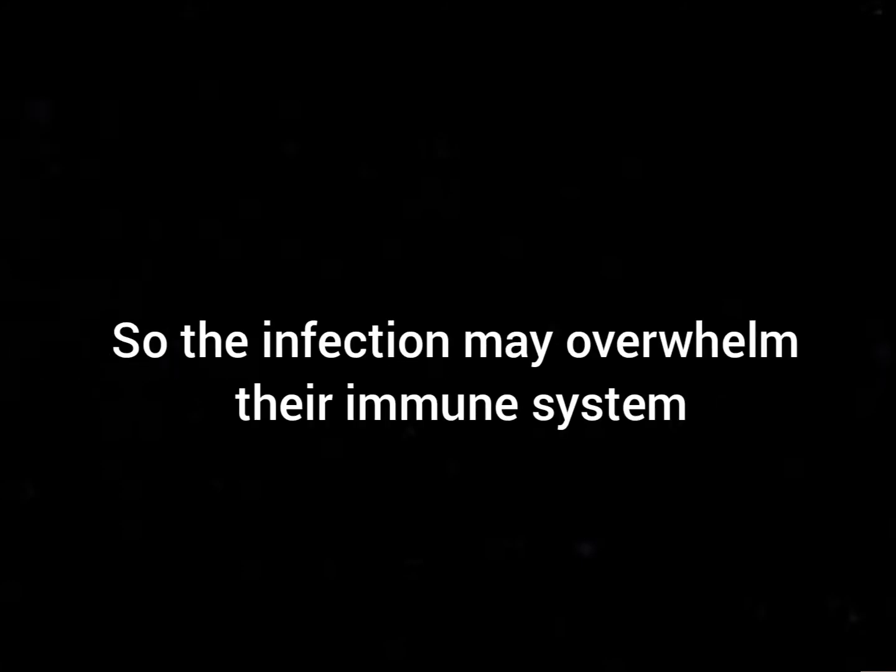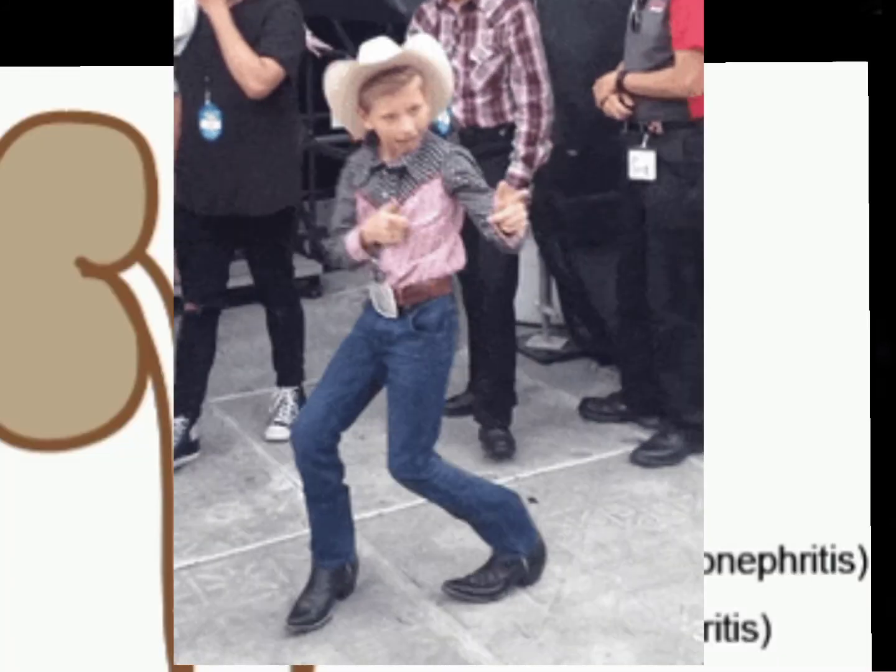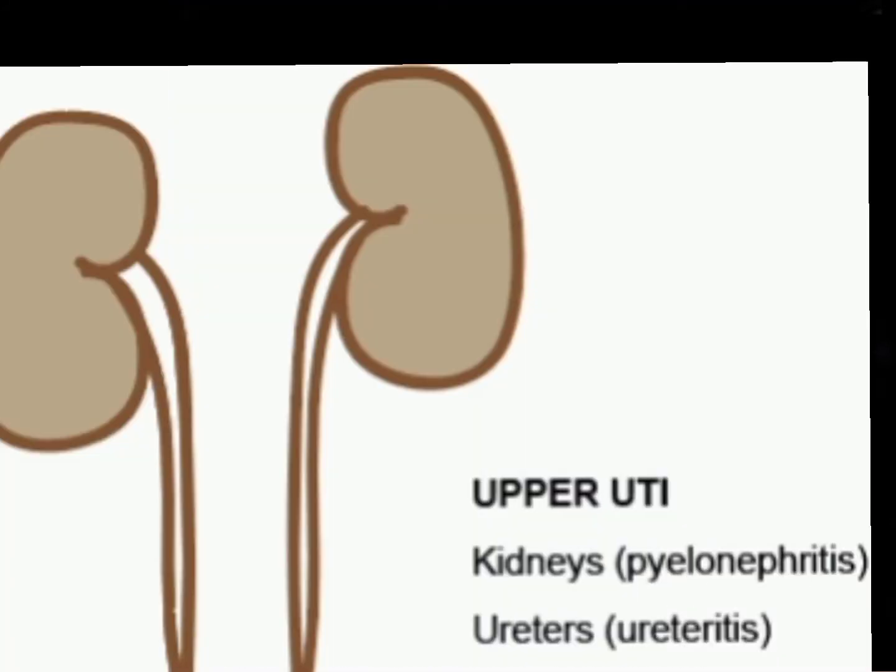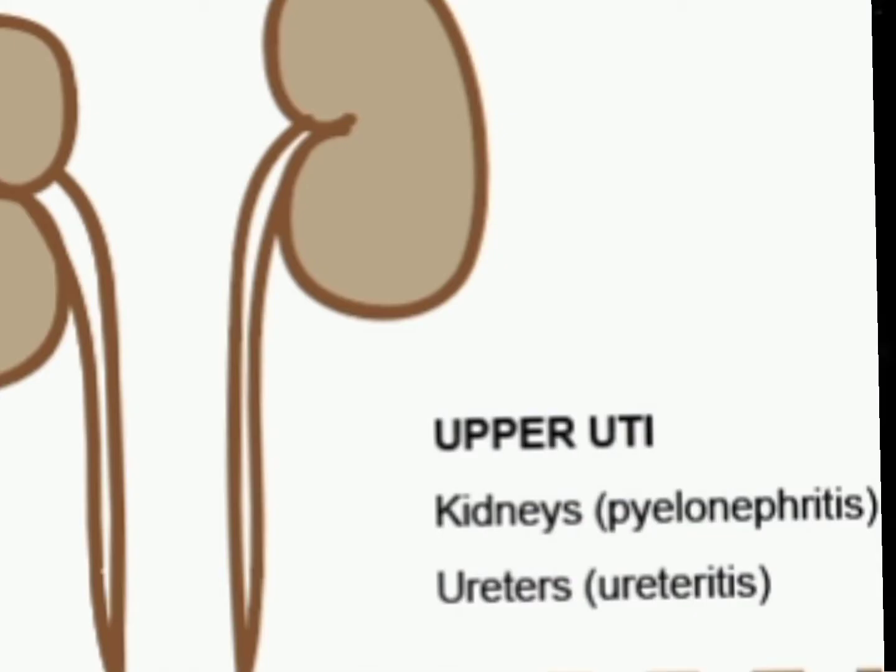In newborns and immunocompromised, UTI can lead to septic shock, then death. So their blood pressure drops so low and they can die due to the infection when the infection gets into the blood. Upper UTI can lead to acute kidney failure. Upper UTI, as I said, is pyelonephritis. When it's not treated well, or when it's left standing for a long time, it can cause scarring of the kidney and lead to kidney failure.